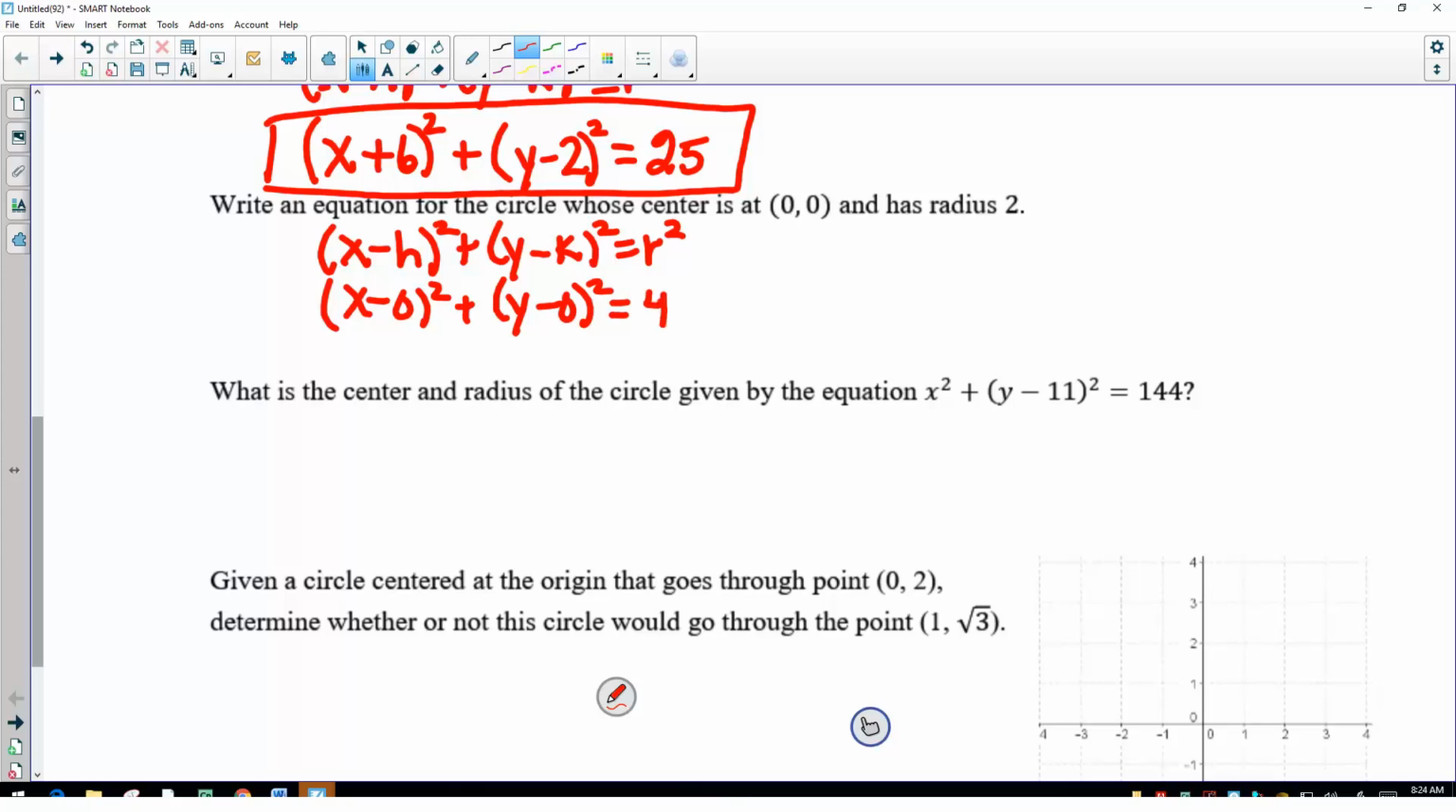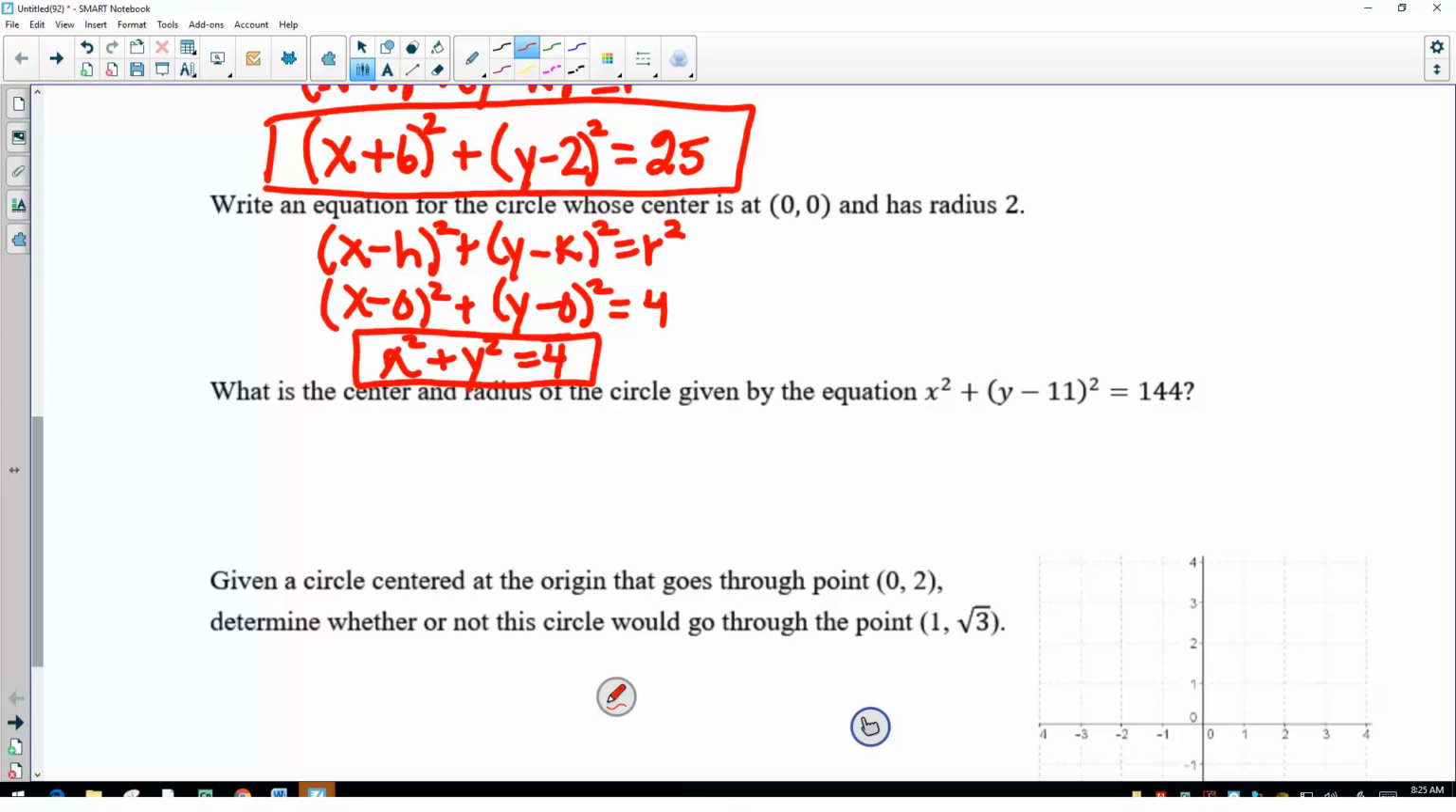Now, you could leave it like this. You typically will not see x minus 0 or y minus 0. What you will typically see is that simplified. So x minus 0, well, that's just going to be x squared plus y squared equals 4. So it's kind of an important form to see.